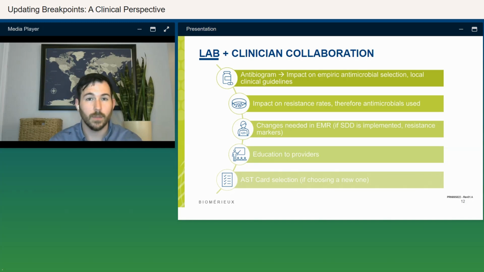And doing testing is only part of the work. If the clinicians can't access or understand the results that are being put out, it may make all of the work that the lab is doing seem trivial.